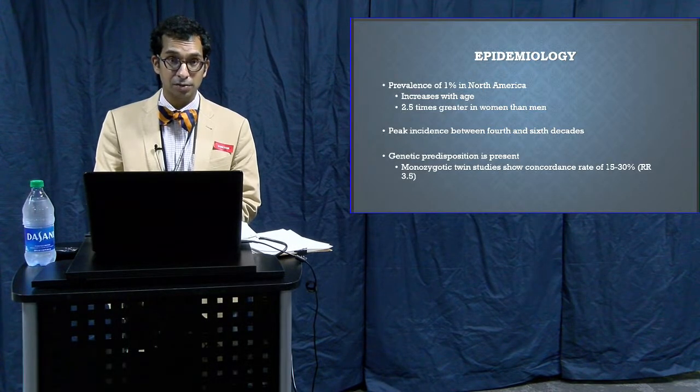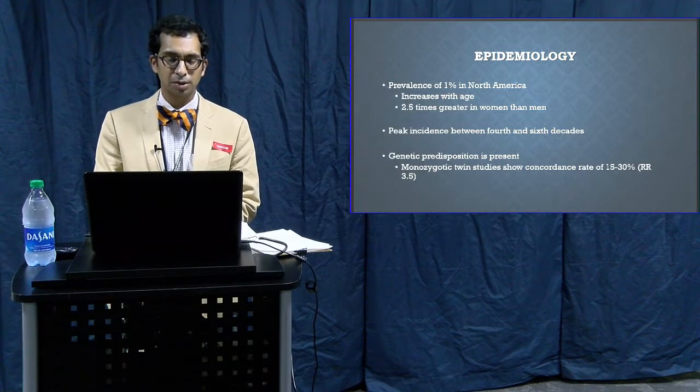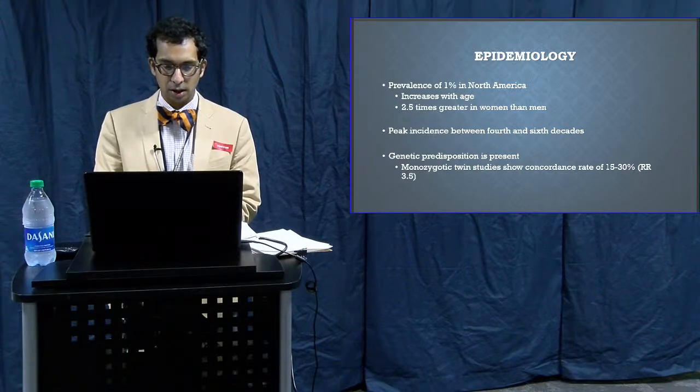The peak incidence of this disease occurs generally between the 4th and 6th decades, and we do know from several defining studies that there is a genetic predisposition. Monozygotic twin studies have shown a concordance rate as high as 30% in some studies.